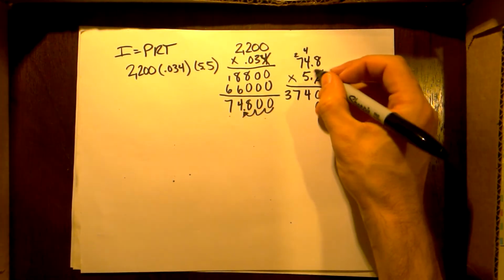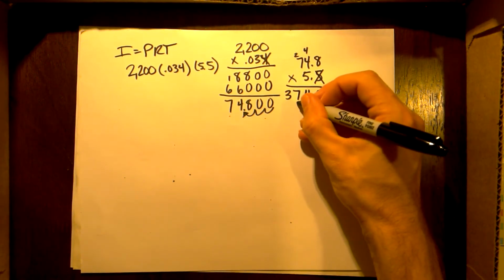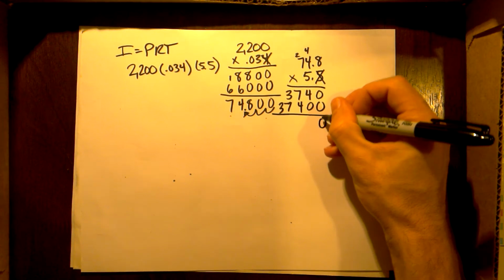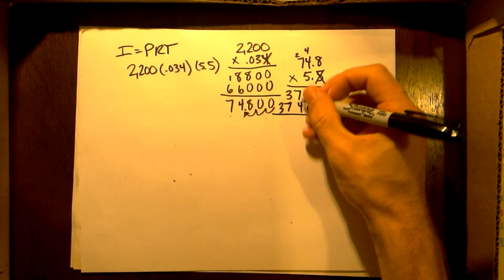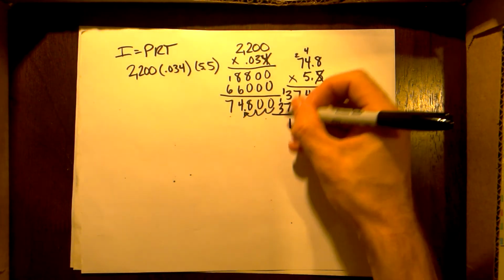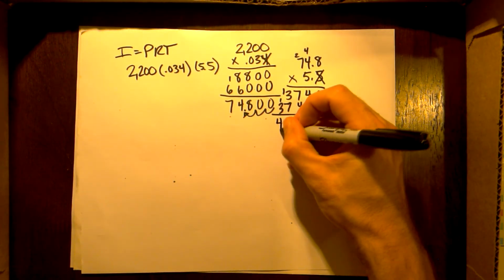Again, I'm doing the same problem, so I'm going to write down the same numbers. 0, 4, 7 plus 4 is 11. 1 plus 3 plus 7 is 11. 1 plus 3 is 4.